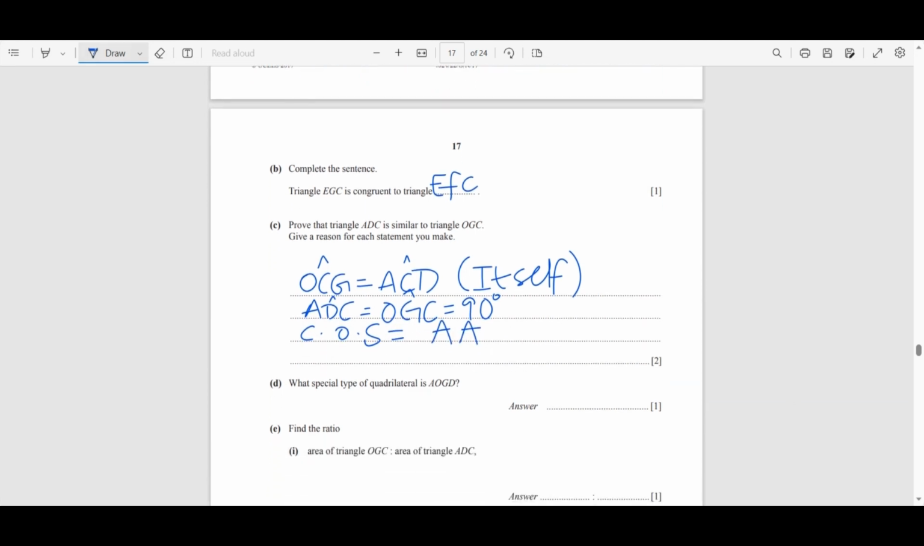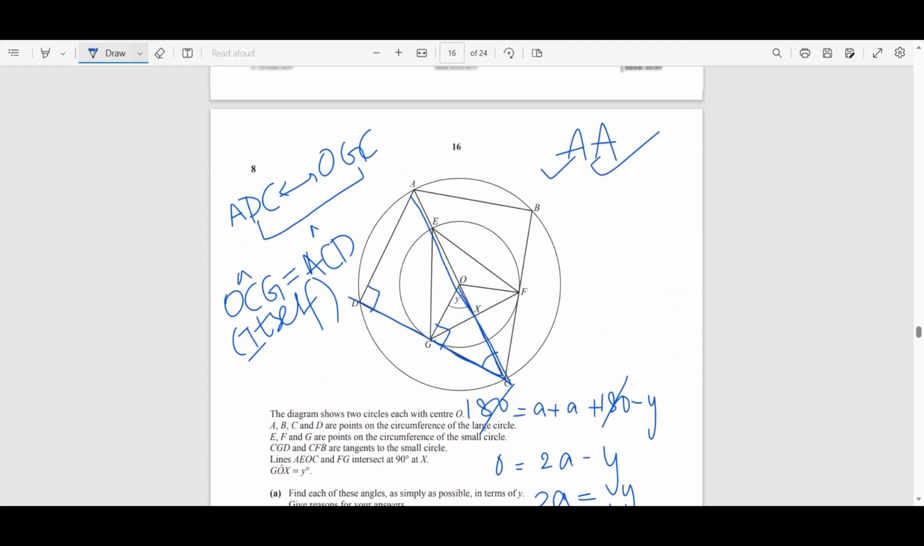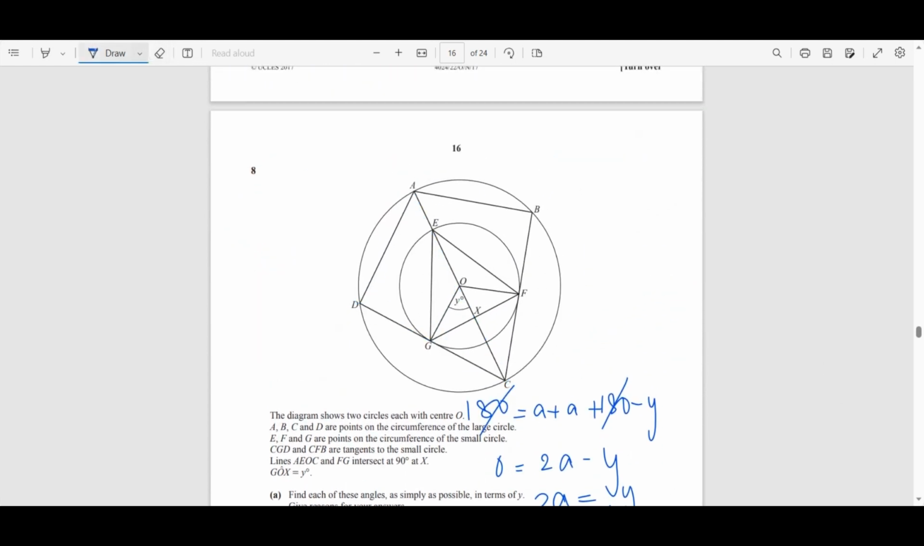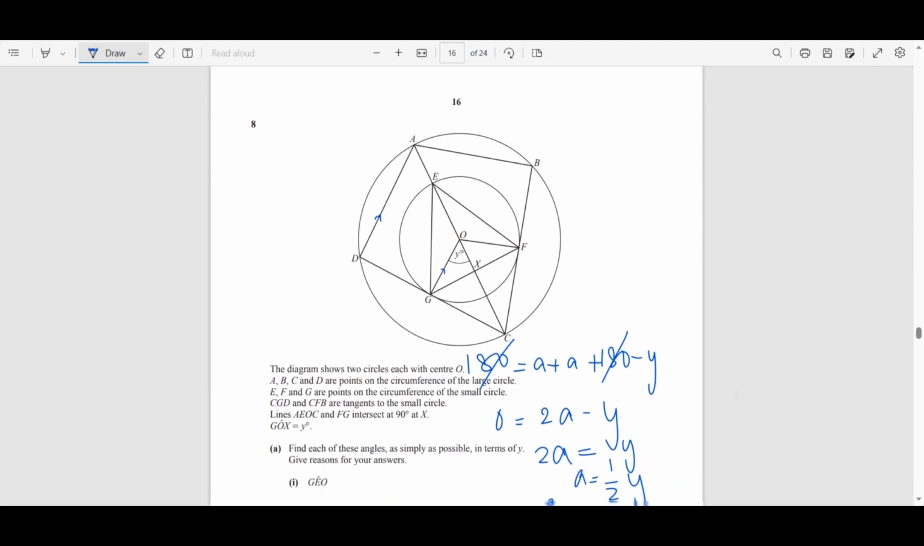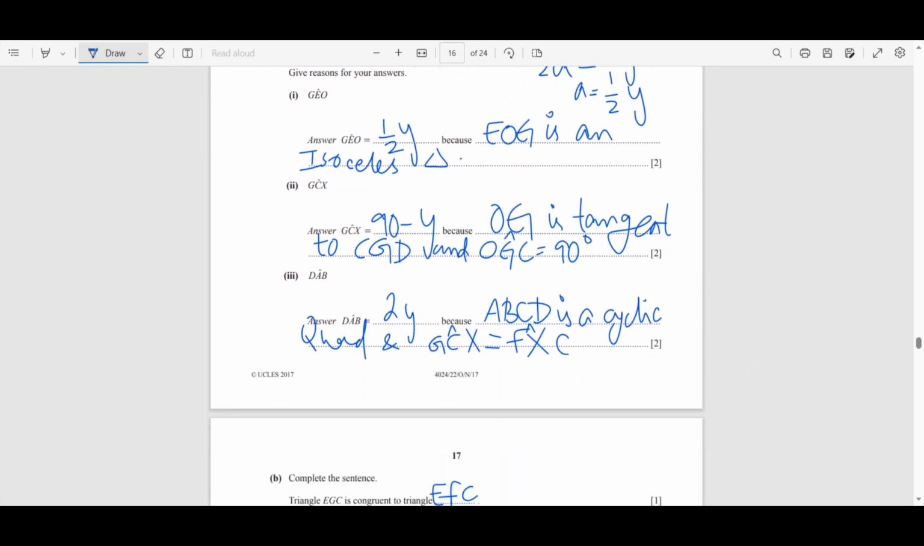Okay, what special type of quadrilateral is AOGD? So let me erase everything again. AOGD looks like a trapezium to me because if we've proven that these 2 smaller triangles are similar, that means it eventually tells us that OG is parallel to AD, and in a trapezium we always have a single pair of parallel sides. So OG is parallel to AD. This is definitely a trapezium.